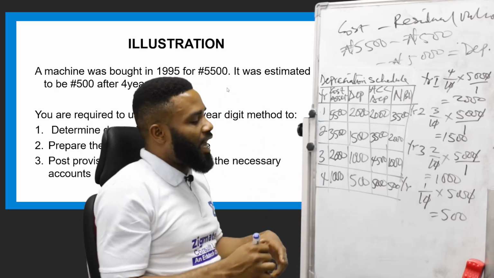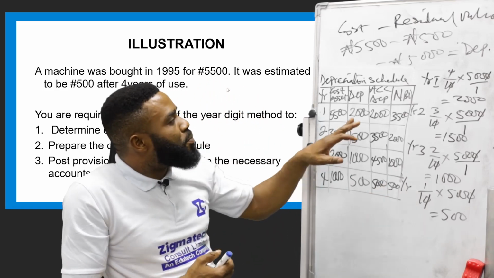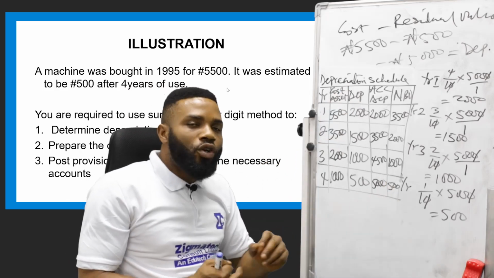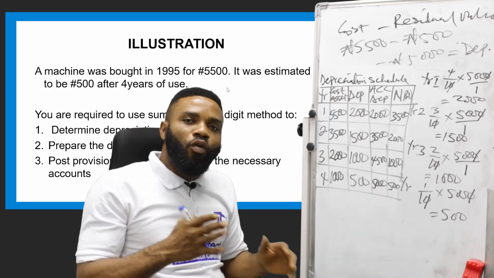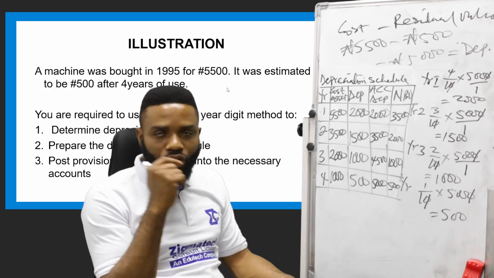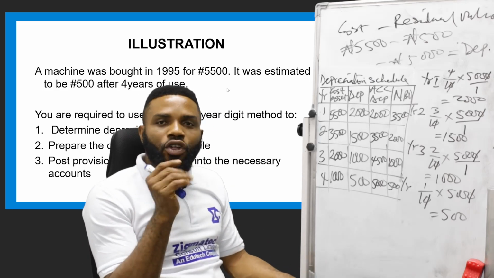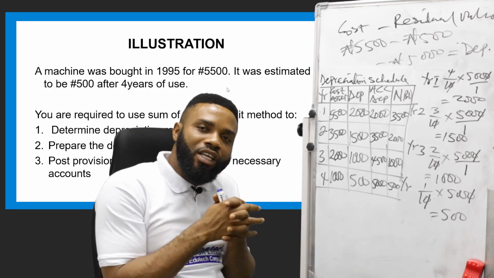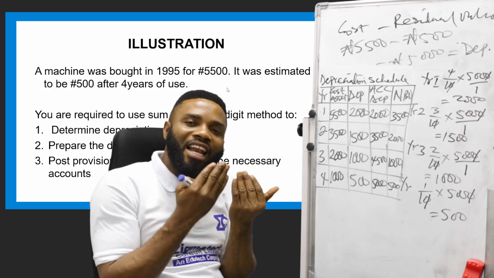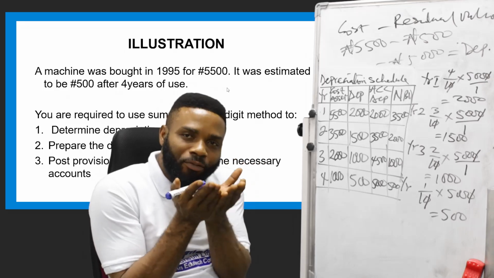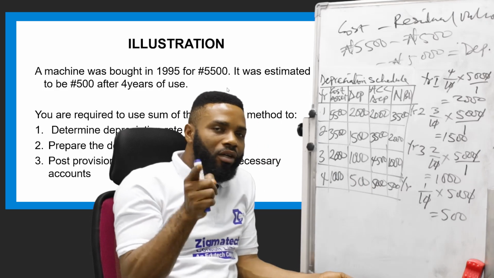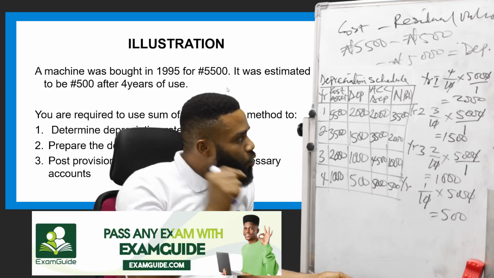Whenever you are preparing your depreciation schedule, the value you are going to have here should always tally with what is given to you in the question. What were you given? You were given 500. 500 is the value of the asset after 4 years. So what you have here must always tally with what is obtainable in the question.